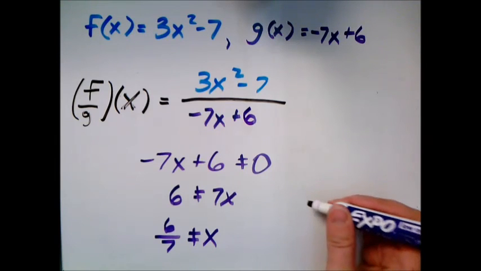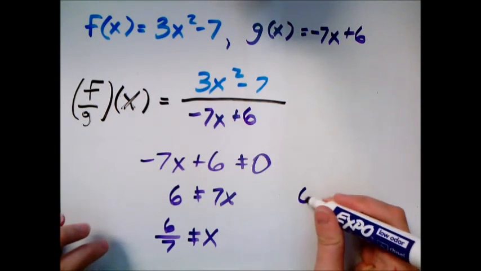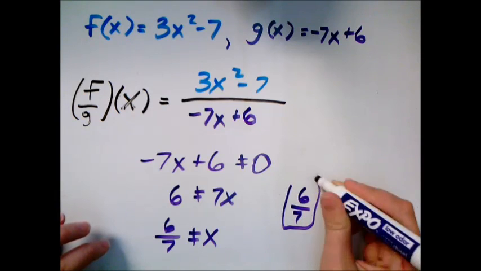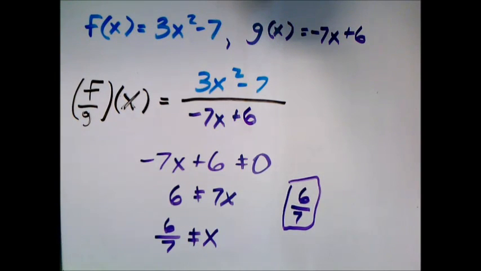So if they say, what is the domain? It's everything except for this. Here they're asking what number's not in the domain. And so this is the one number that's not in the domain.